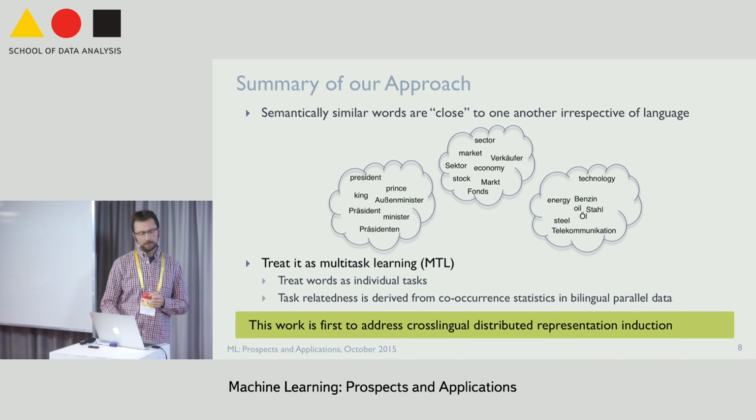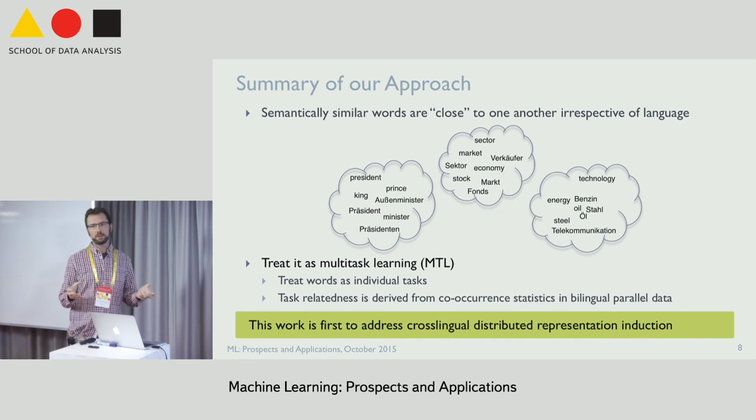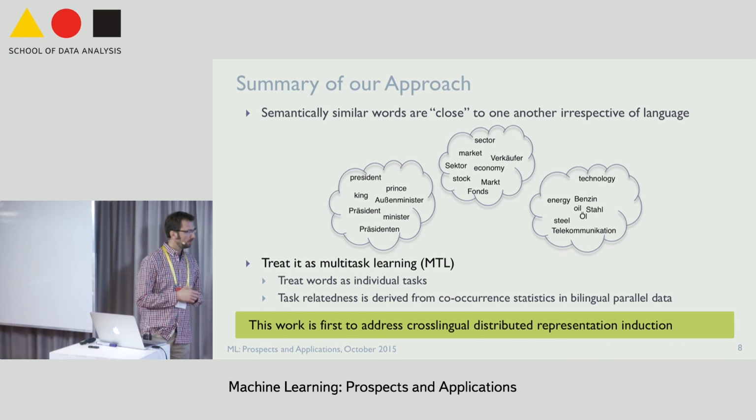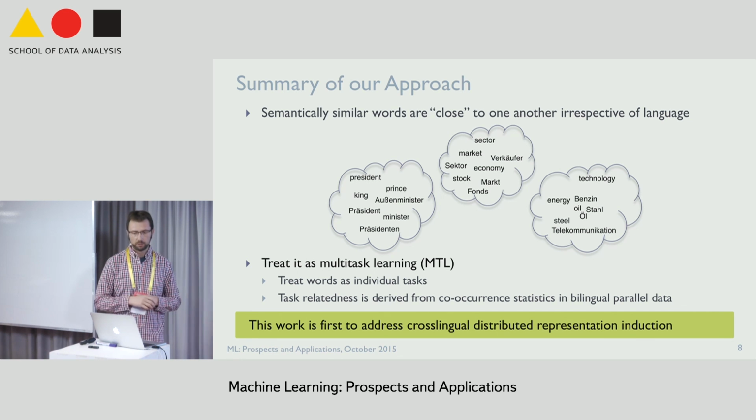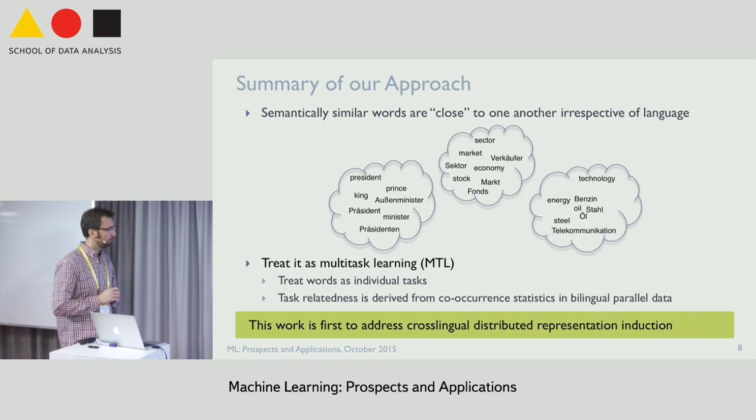And the intuition, or the idea that we use, is we treat this as a multitask learning problem, and we treat individual words as tasks, and task relatedness in the MTL sense is defined by the co-occurrences in the parallel data that I just mentioned. So that's basically the idea.